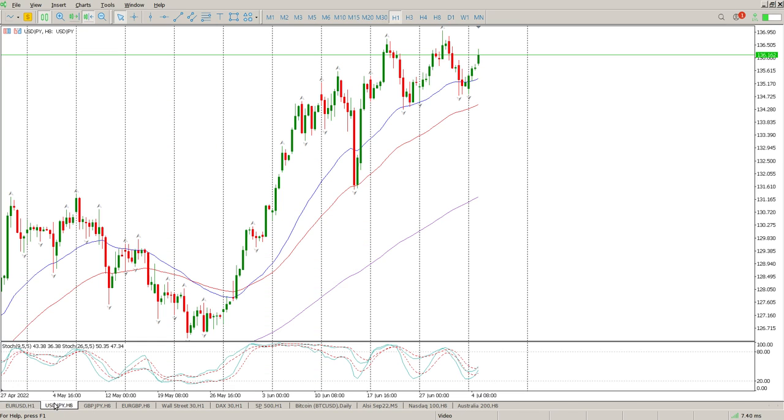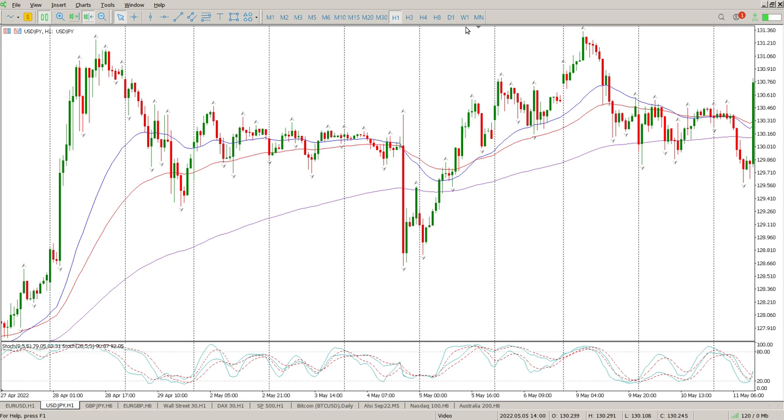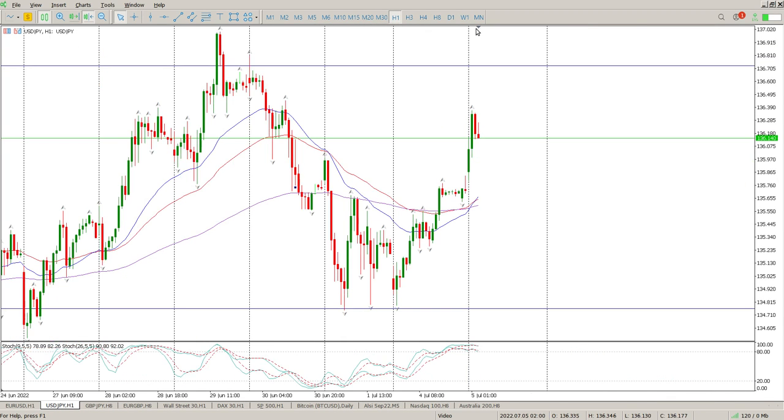Moving on to US dollar Japanese yen, pretty much all over the place. It's pretty clear that we are hovering in a range of sorts at the moment. Nothing really to write home about with what we see, and we've got a gap up at the moment.